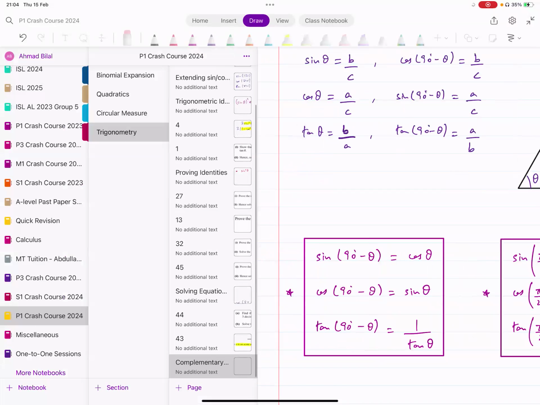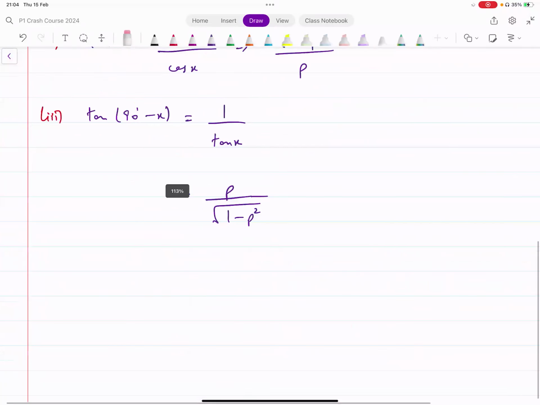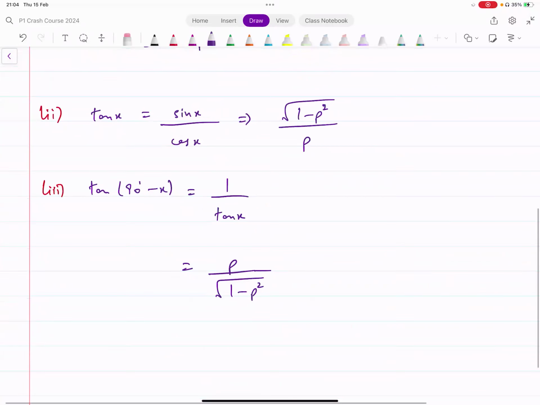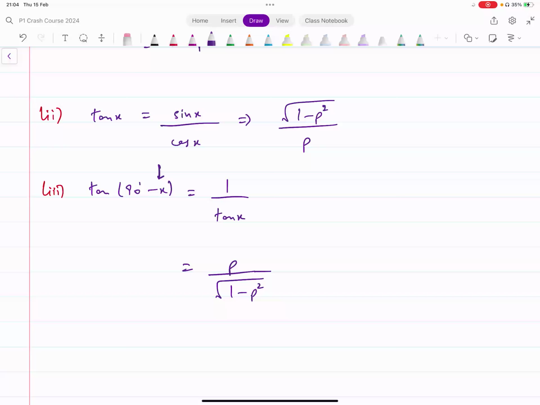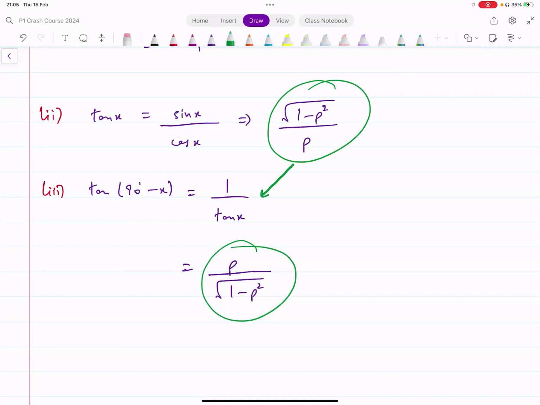We're just using that identity here. We're saying tan of 90 minus x is supposed to be 1 over tan x. Instead of theta, we've got x here. We already know what tan of x is. That's this. 1 over tan x is the reciprocal of that. We just take the reciprocal of that, it becomes p over square root of 1 minus p squared.